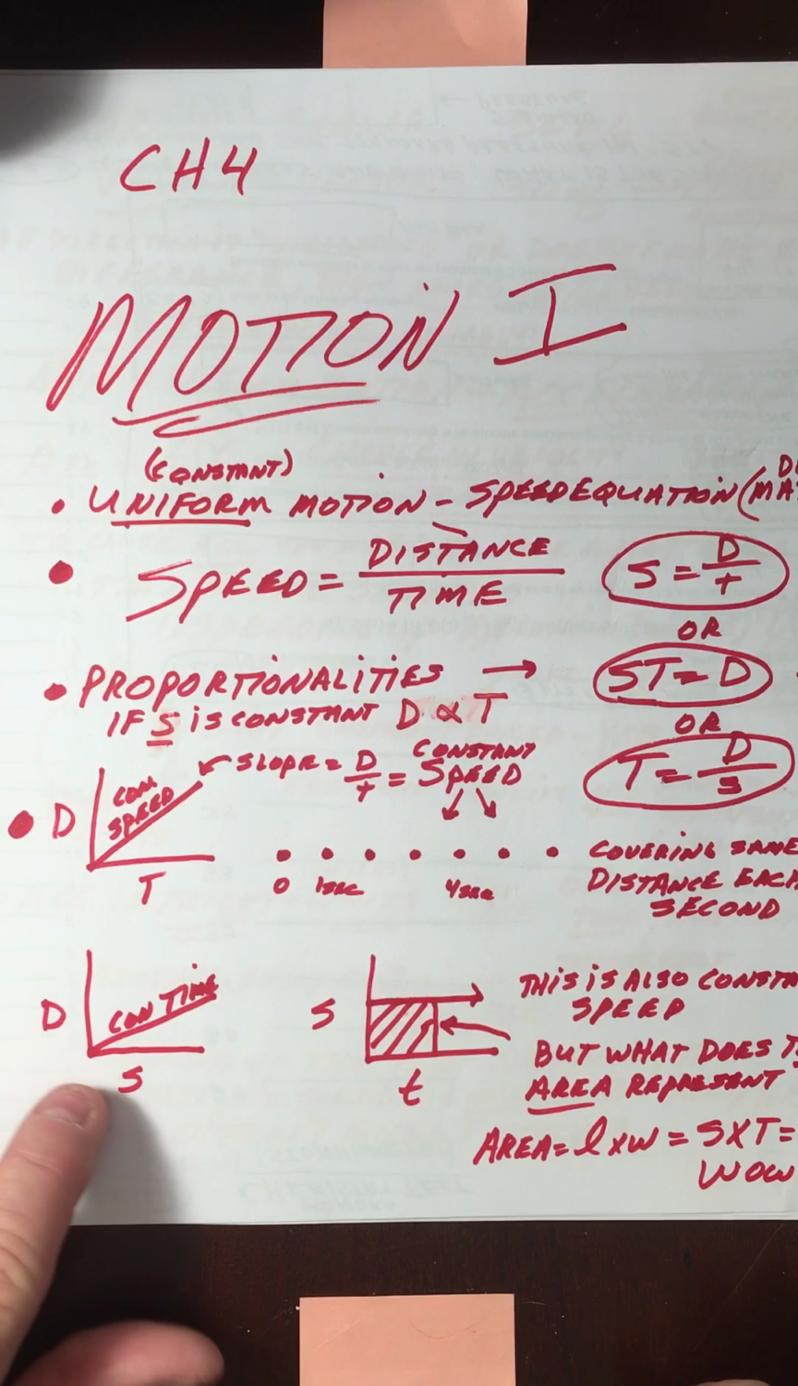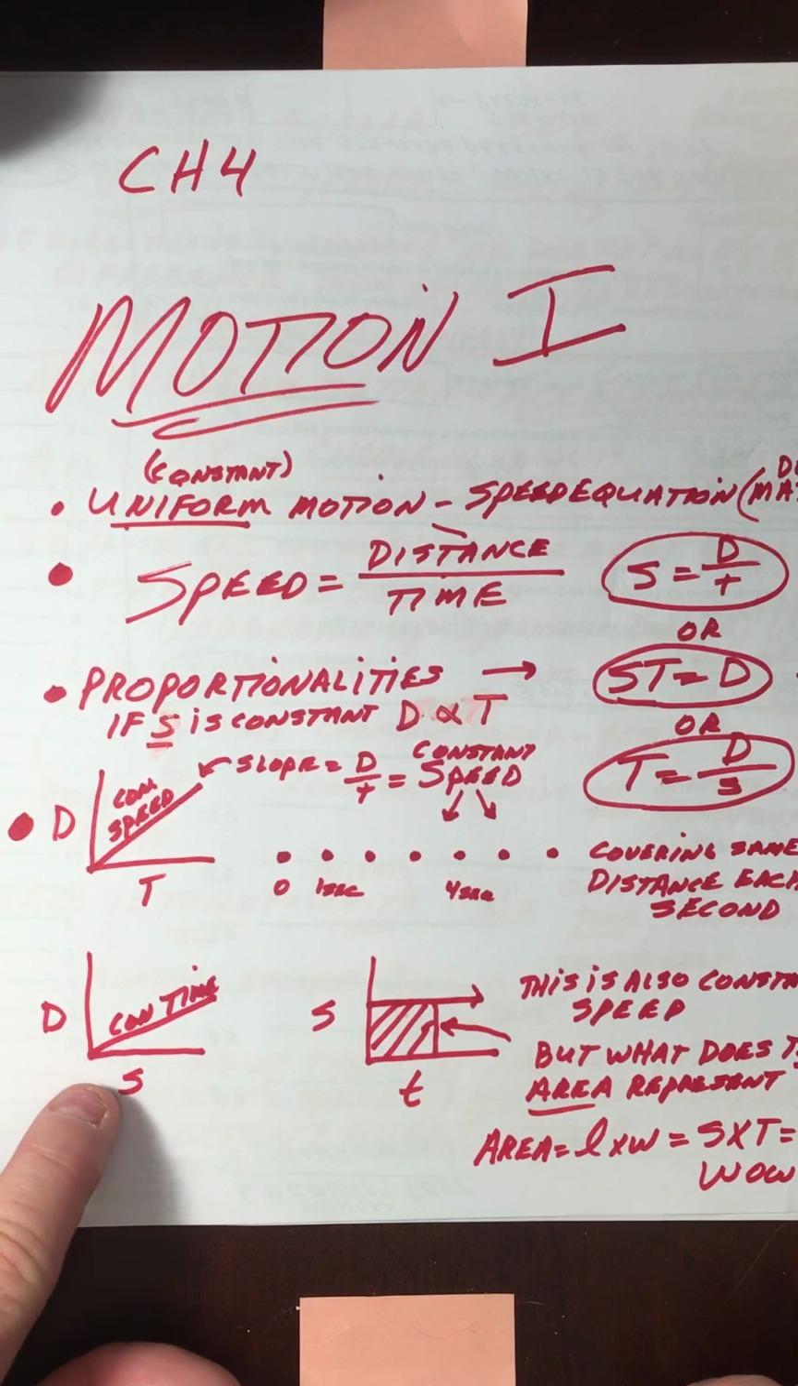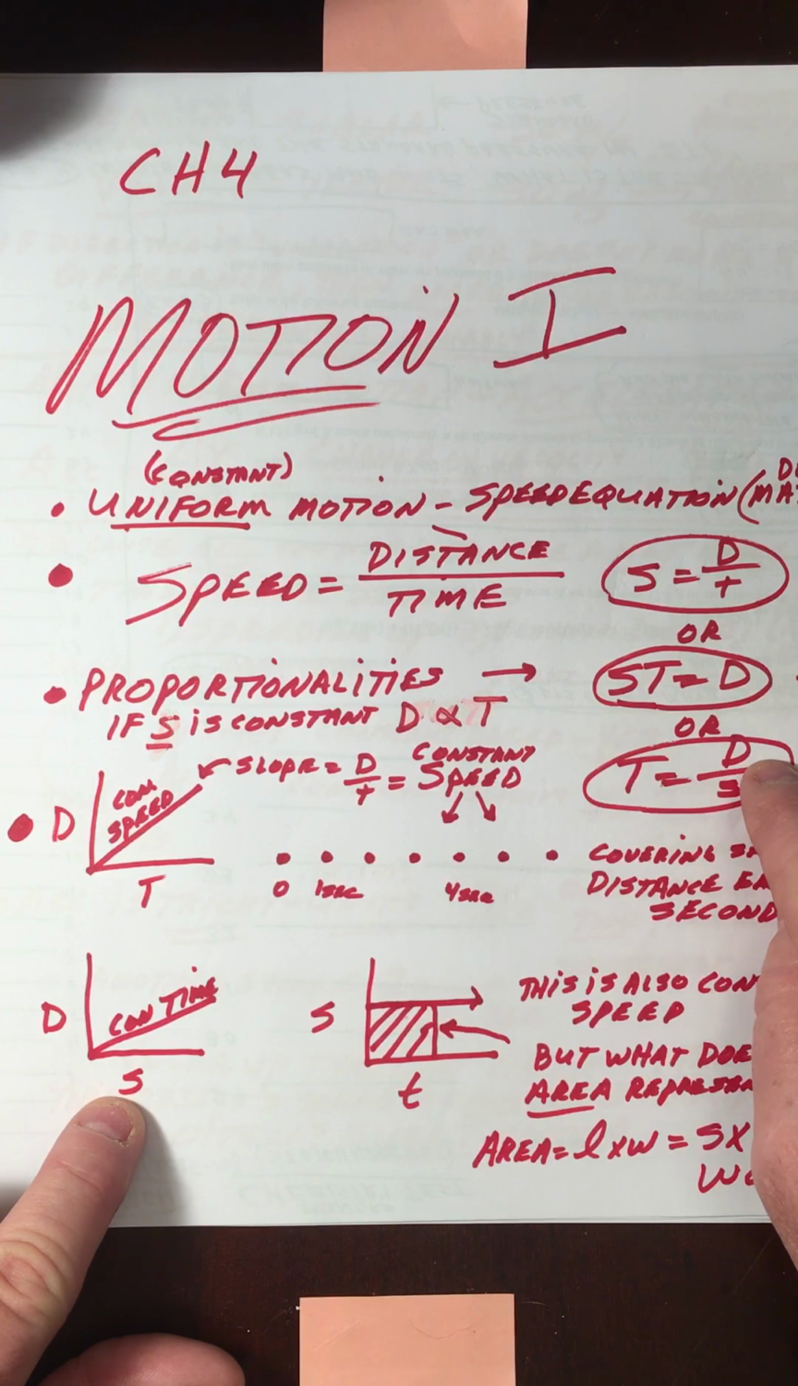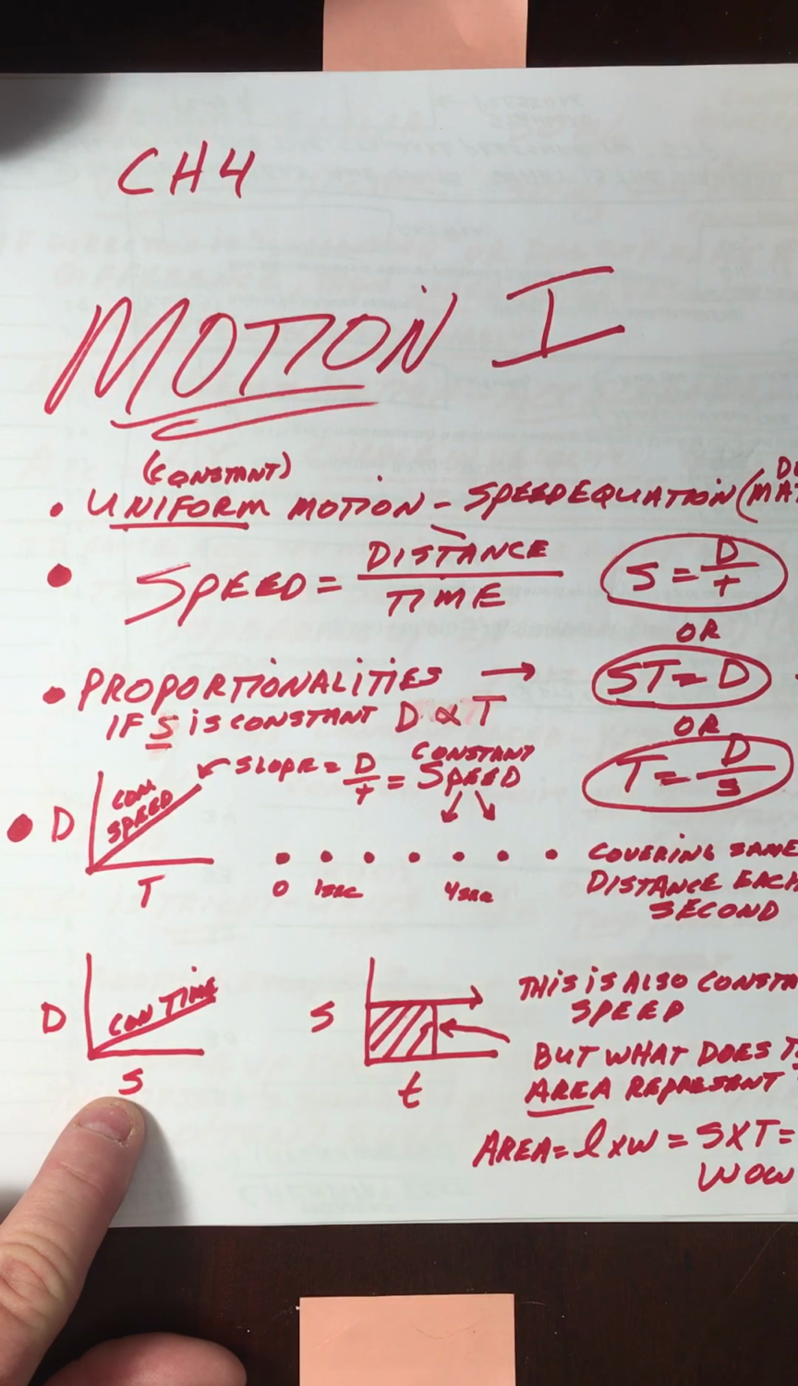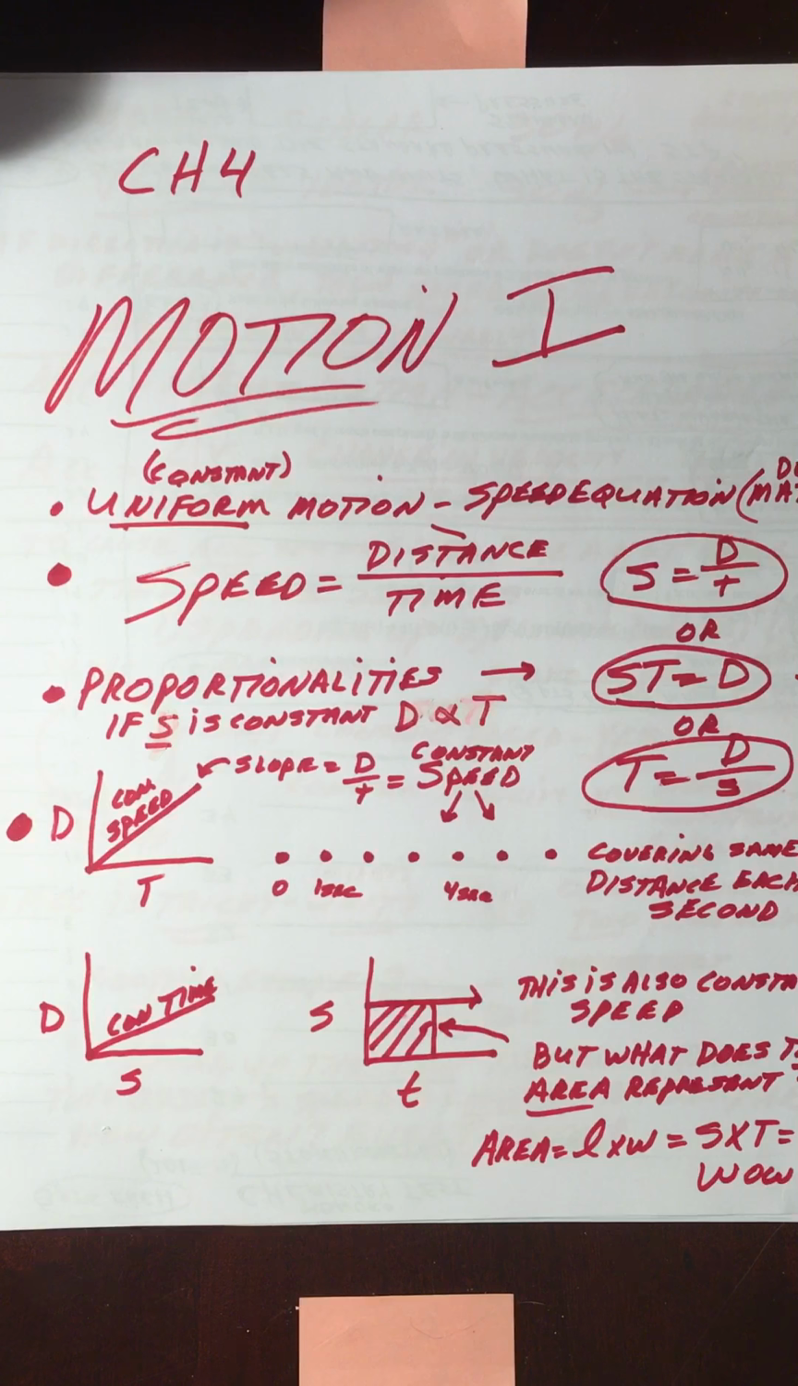Now, if you go down here, what about distance and speed? What would distance over speed be? Distance over speed is time. So you could actually say the slope of that is constant time.